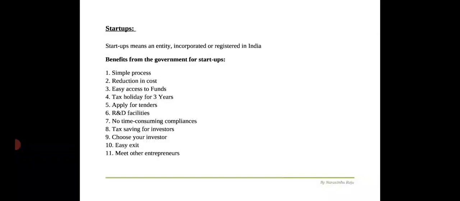Okay, the various benefits of the startups provided by the government are: the first one is a simple process. The Government of India has launched a mobile app and a website for easy registration for startups. Anyone interested in setting up a startup can fill up a simple form on the website and upload certain documents. The entire process is completely online. We need not go to registration offices or incorporation offices for getting the registration of startups.